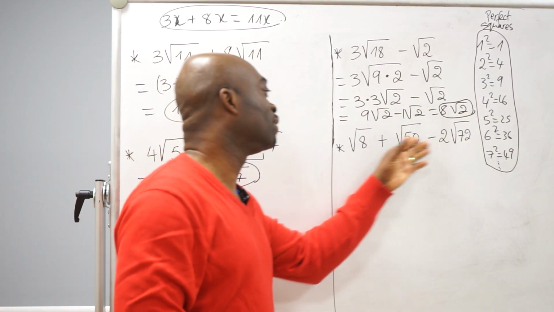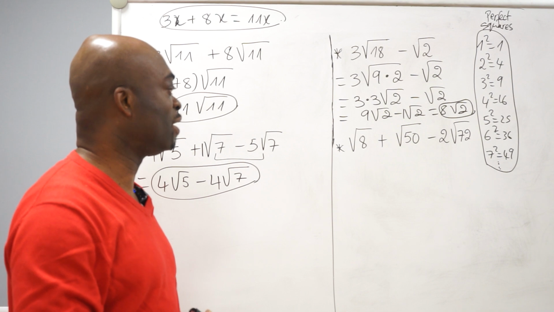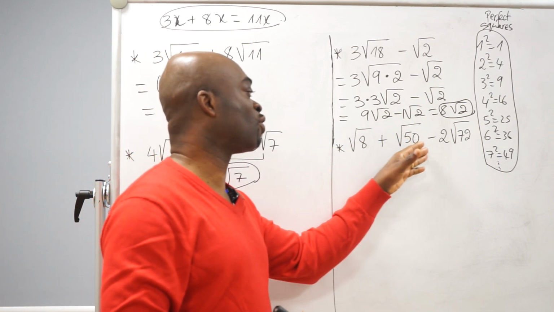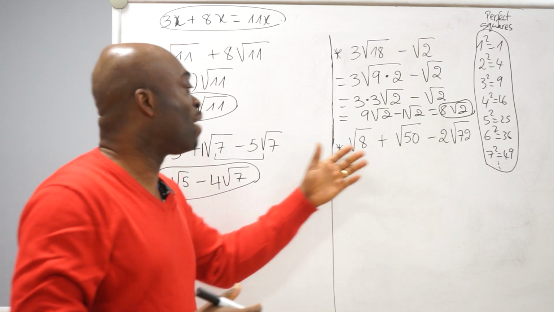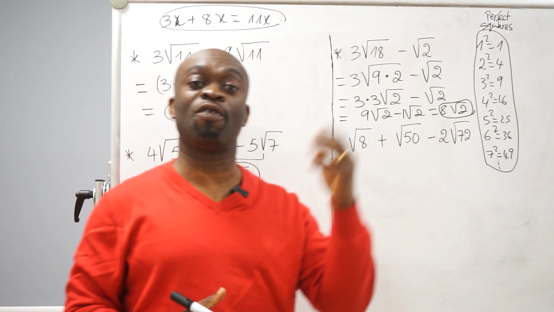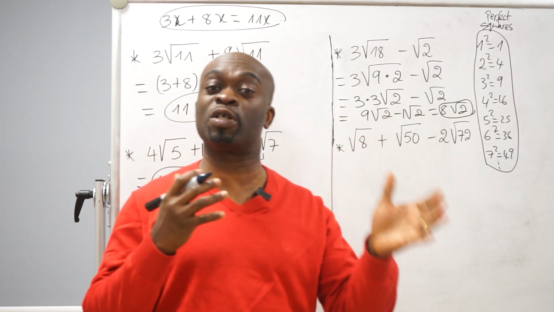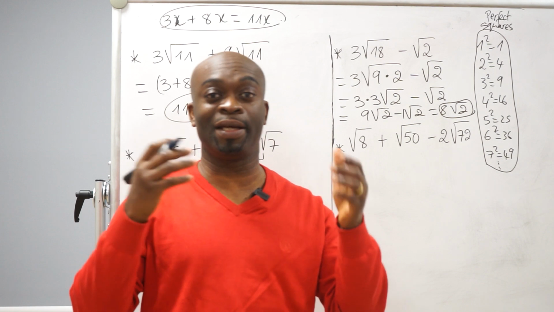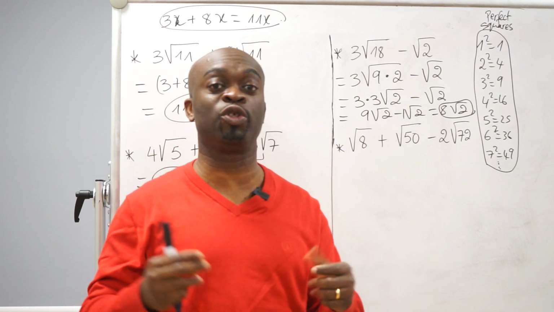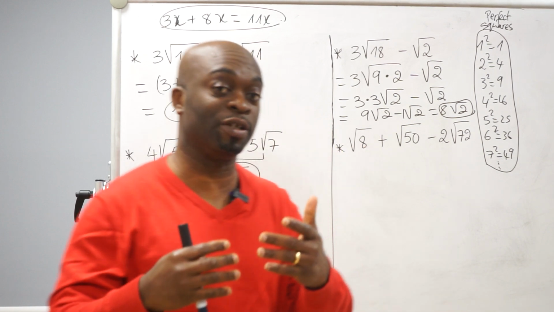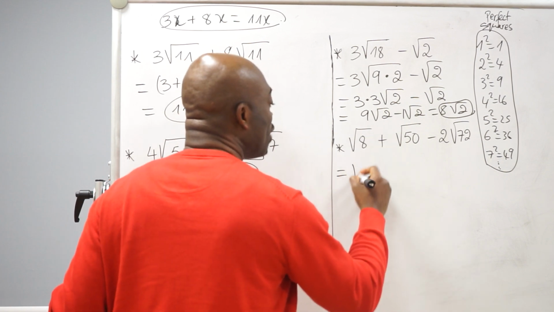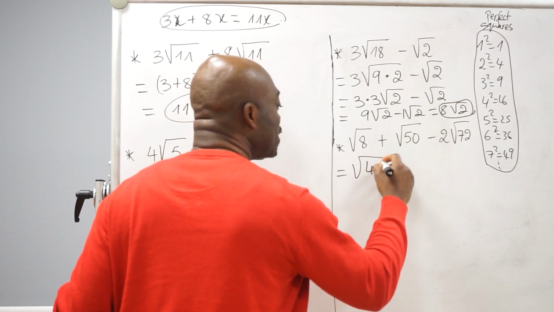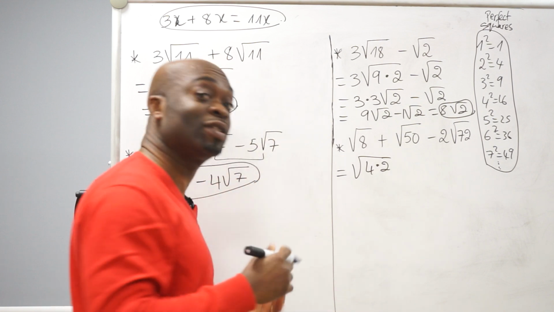Okay? So now let's go to the last question here. Square root of 8 plus square root of 50 minus 2 square root of 72. How can we break down 8? 8 can be what? 4 times 2. So some of these numbers will always come again and again and again. So once you say it, you know what to do. Bingo, you get going. So what's going to happen? So this one is going to be 4 times 2 because 4 is a perfect square and 2 is not.